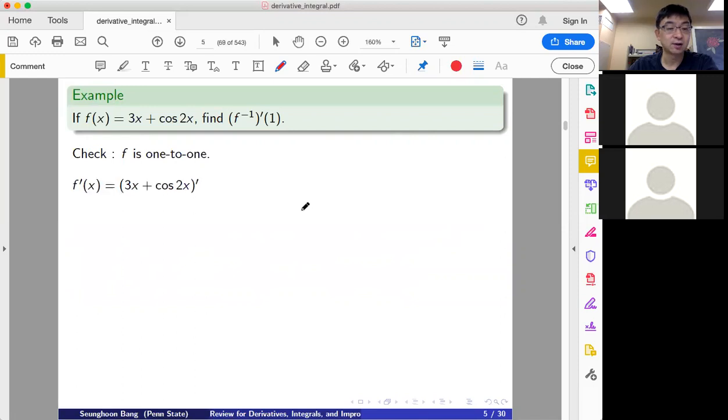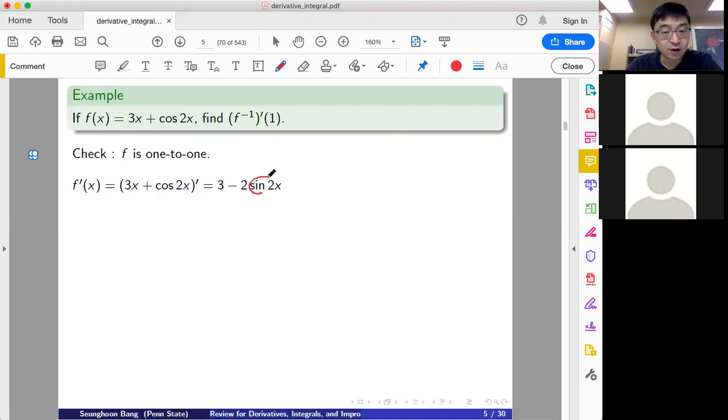Take the derivative. F prime of x is 3x plus cosine 2x prime. The 3x prime is 3. Cosine 2x prime, you can use the chain rule. Cosine prime is negative sine of 2x times the inner function 2x prime, which is 2. So we have this one. So what's that? So this is here.